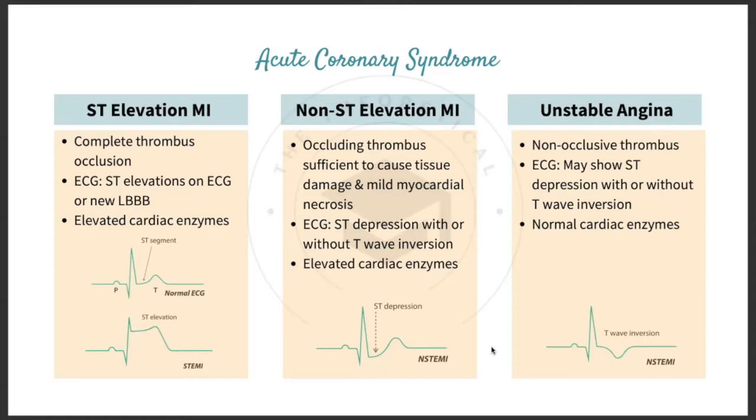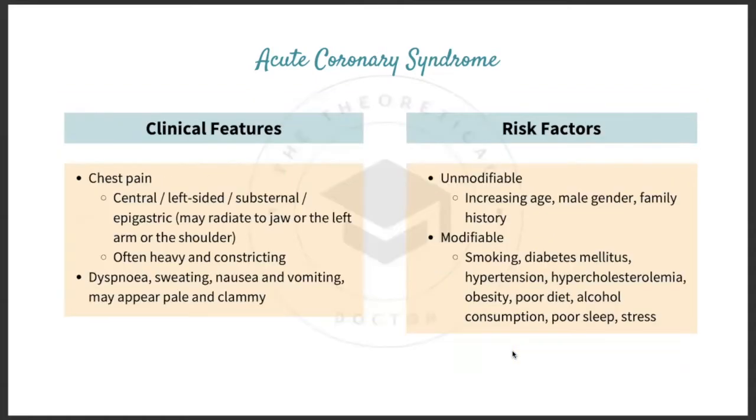So for unstable angina, the chest pain occurs even at rest, as opposed to stable angina, where chest pain only occurs with activity or with physical exertion. Unstable angina occurs even at rest. So it's a non-occlusive thrombus. Basically, there's no blockage yet. And when you do an ECG, there may be an ST depression, like in non-STEMI, or a T-wave inversion. So it's a very similar presentation on the ECG. But when you check the cardiac enzymes, it's normal. It's not elevated.